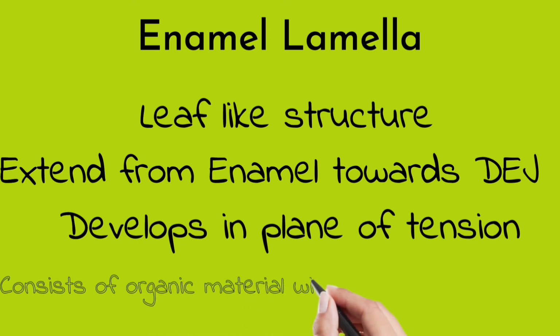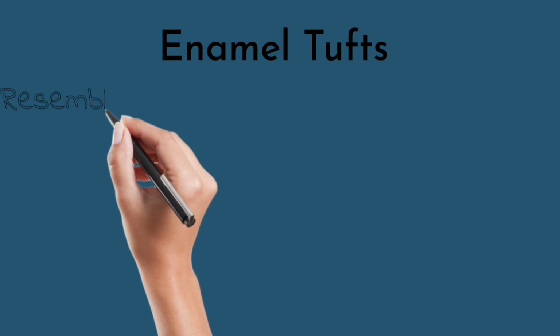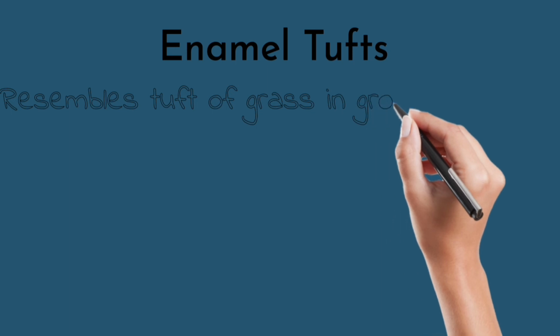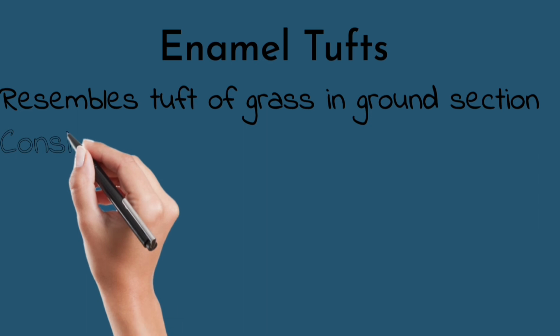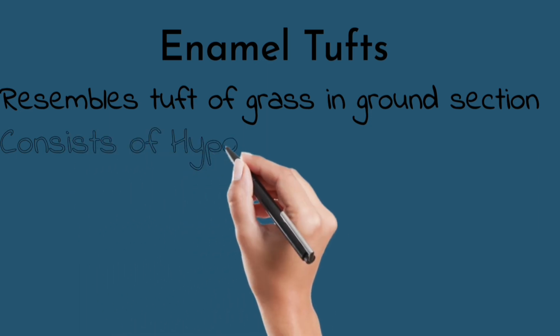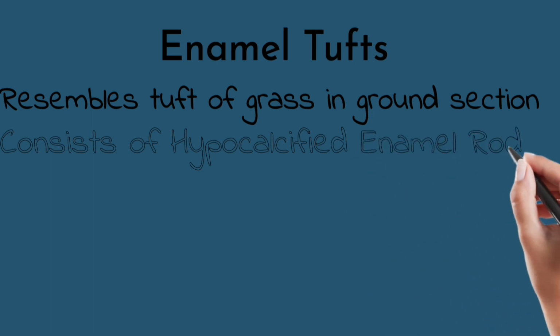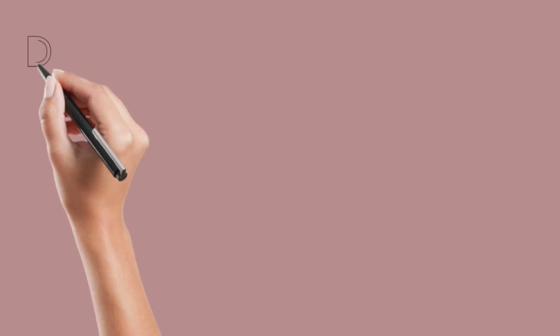Okay, now moving on to the next topic, that is, what are enamel tufts? Okay, what are enamel tufts? Enamel tufts resemble grass in the ground section. Okay, they resemble a grass-like structure in the ground section. It consists of hypocalcified enamel rods. So it's very important. We already learned that the prismless enamel is hypermineralized, but these enamel tufts are hypomineralized.